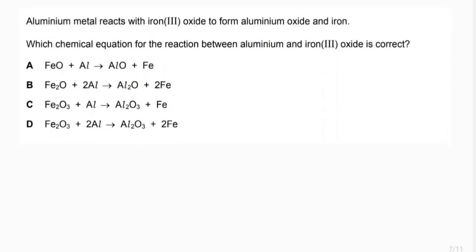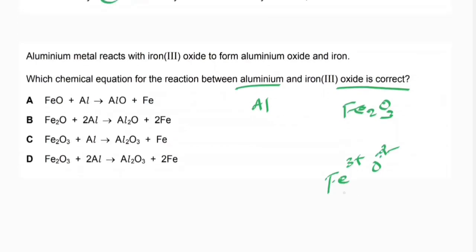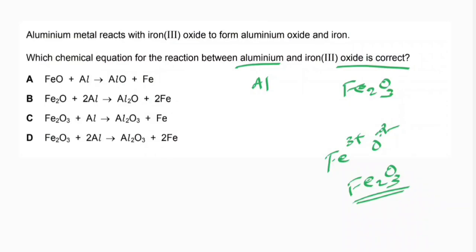Aluminum metal reacts with iron 3 oxide to form aluminum oxide and iron. Which chemical equation for the reaction between aluminum and iron 3 oxide is correct? So it is aluminum and iron 3 oxide, which is aluminum metal in all the cases. Iron 3 oxide is Fe2O3, right? Because Fe is 3 plus, they mentioned it's 3, and oxygen is 2 minus, right? So if you switch the valency, you get Fe2O3. So it has to be Fe2O3.